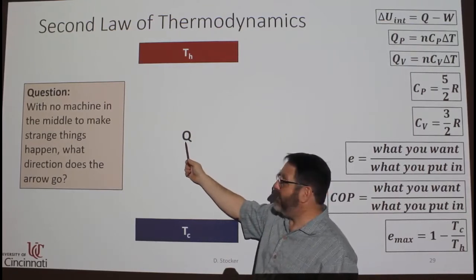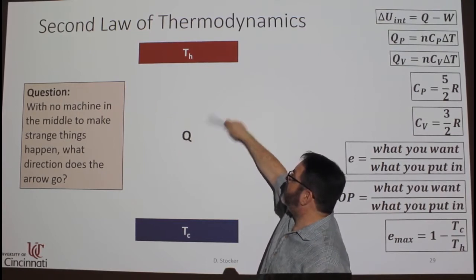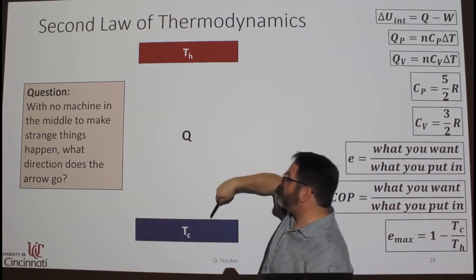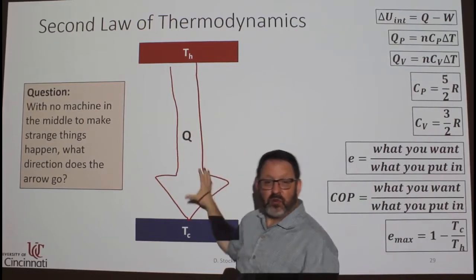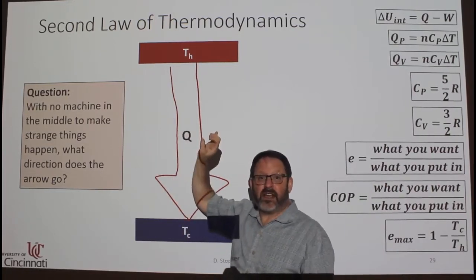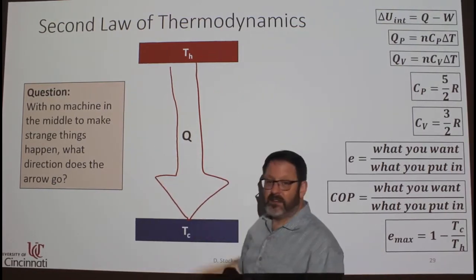What would happen to the heat in that case? What direction does the arrow go? Well, heat always travels from the hot side to the cold side, unless there's something here doing work, forcing other strange things to happen. This is the second law of thermodynamics, that heat goes from hot to cold.